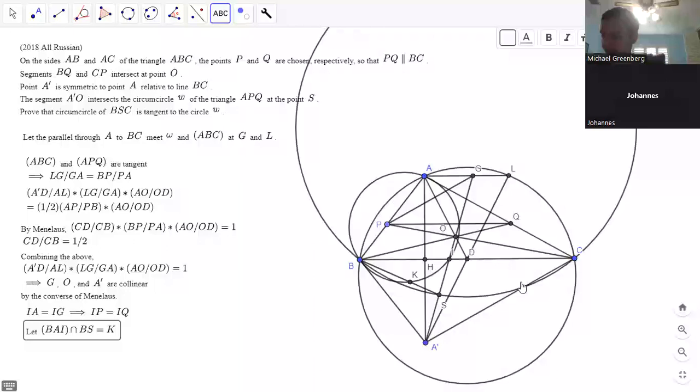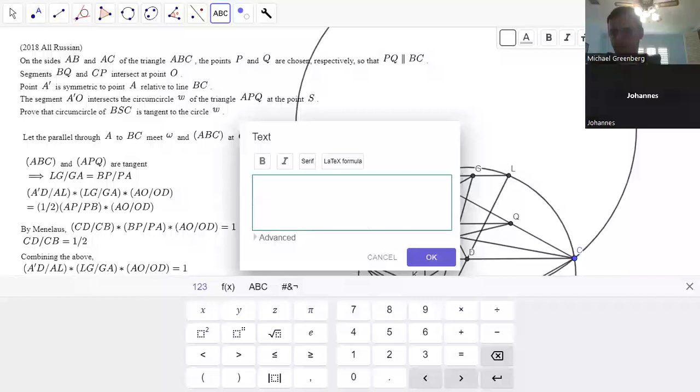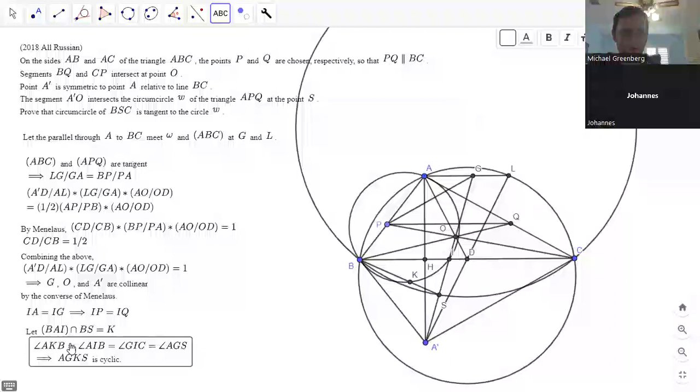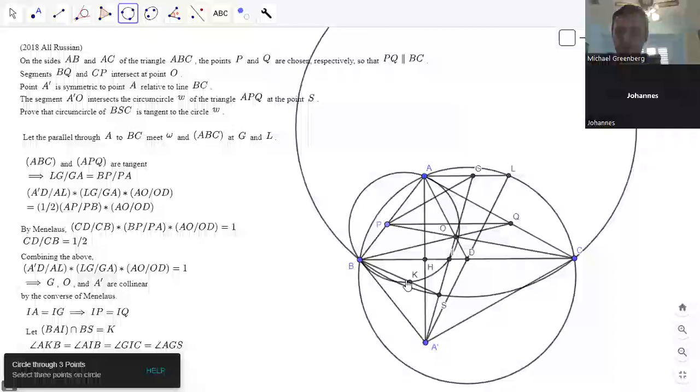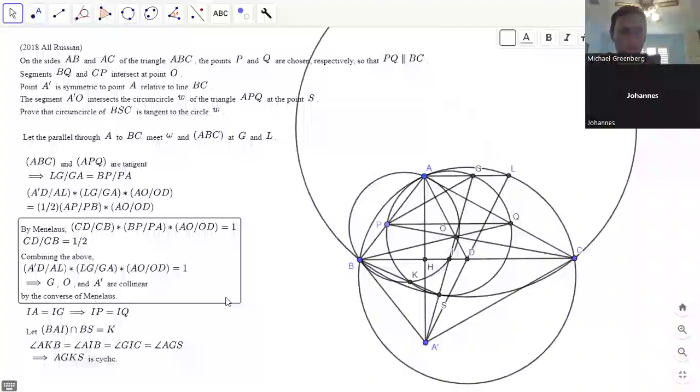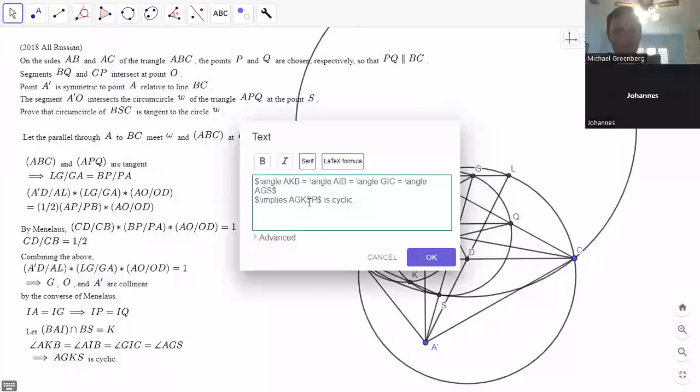Okay. So we have angle AKB is AIB is GIC, which is AGS. And that shows that AGKS is cyclic. That's the first step. And then after that, we want to show Q, I, and K are collinear. And we'll say AGQSK. AGQ, we'll just throw on P and Q in here. Then let me write out the next one.